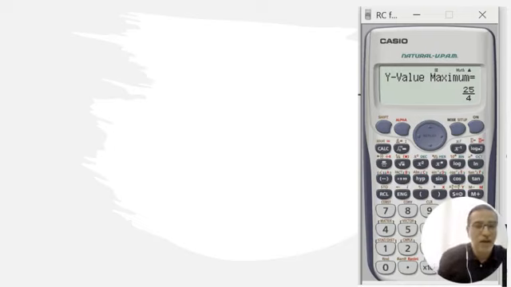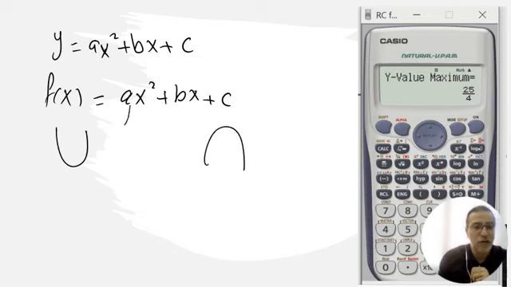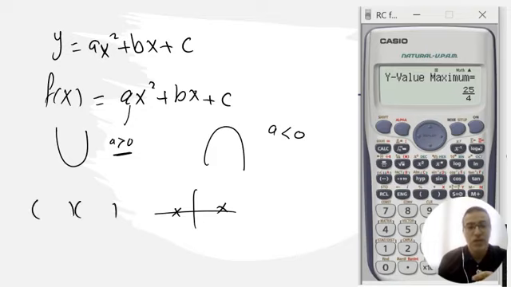I can use the calculator to solve the second degree equation, the one in the form of ax squared plus bx plus c, which can also be written as f of x equals ax squared plus bx plus c, and graph the parabola, open upward or downward. In case of a greater than 0, a positive value, it opens upward, but in case of a smaller than 0, it opens downward. In the next slide, I'm going to show you how useful the calculator is to find the x-intercept, the y-intercept, and the factorization and solution of a quadratic equation quickly, inshallah.